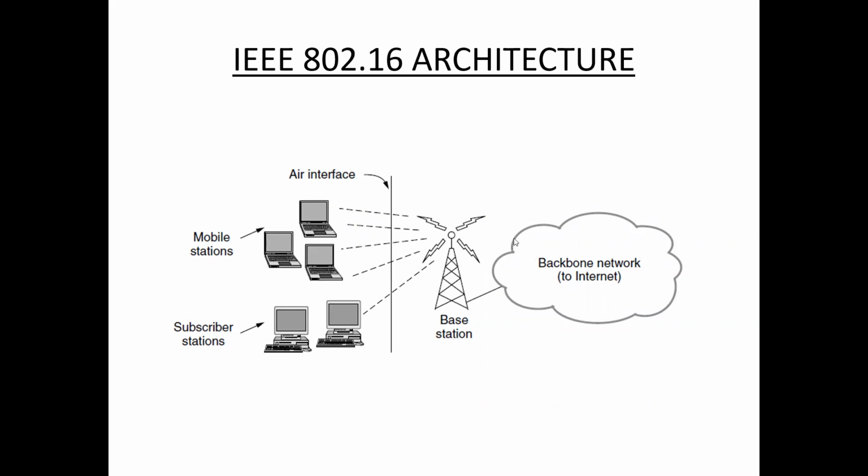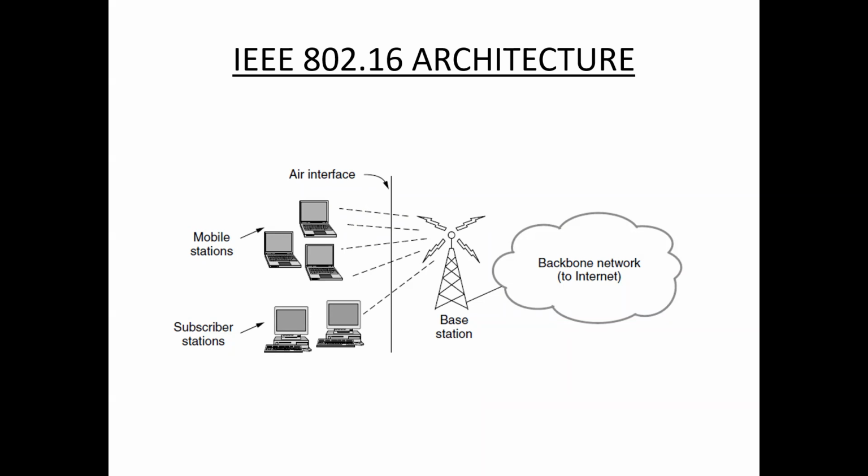Here a user station connects wirelessly to the base station, forming the last mile of the broadband network. The base station is connected to the backbone network of the broadband service provider, for example BSNL. The backbone network is connected to the internet.